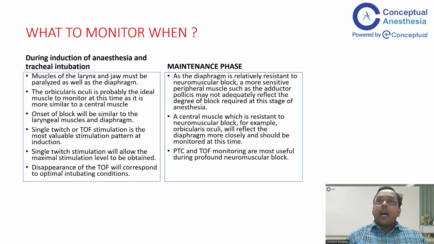maintenance phase, as the diaphragm is relatively resistant to the neuromuscular block, a more sensitive peripheral muscle, such as the adductor pollicis, may not adequately reflect the degree of block required at this stage of anesthesia. A central muscle which is resistant to neuromuscular block, for example the orbicularis oculi, will reflect the diaphragm more closely and it should be monitored. Intraoperatively, even if the patient is draped, you can see the twitching of the orbicularis oculi. And in the profound neuromuscular block phase, PTC and TOF monitoring are useful.